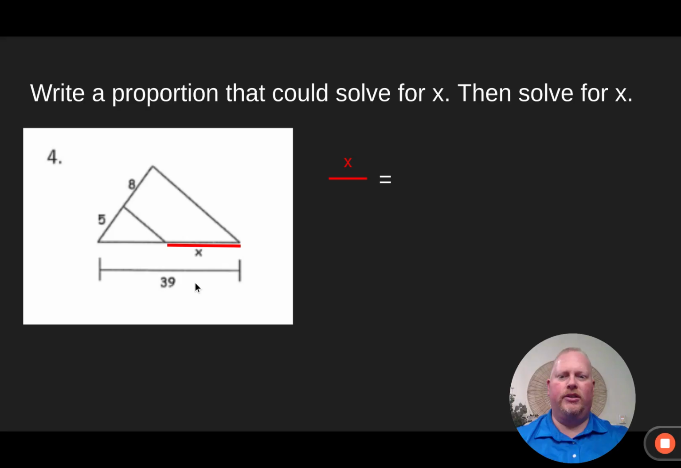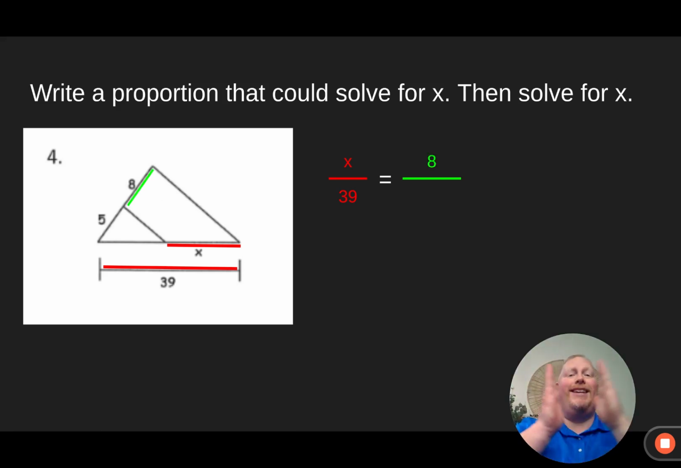So I'm going to pick to start with the x. And then the next number I'm going to pick is the 39. So notice what I'm doing there. It's the one piece over the entire side. So when I do the same thing to the other side, I'm going to start with 8. But then I have to do the entire side. So not 5, but 8 and 5 together.